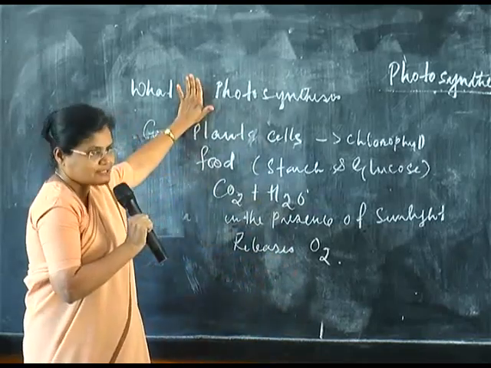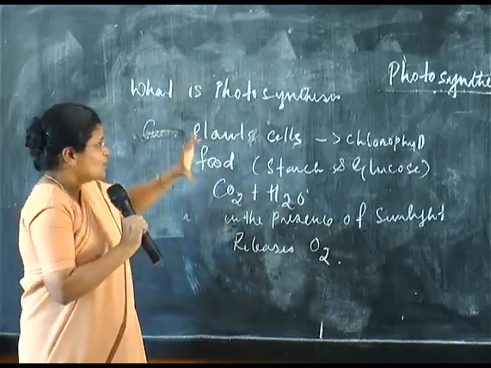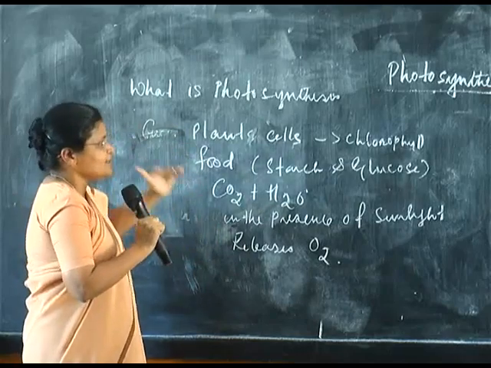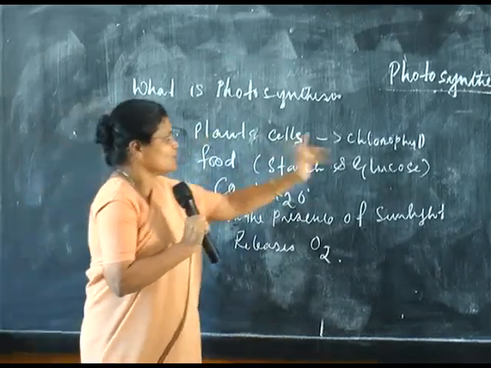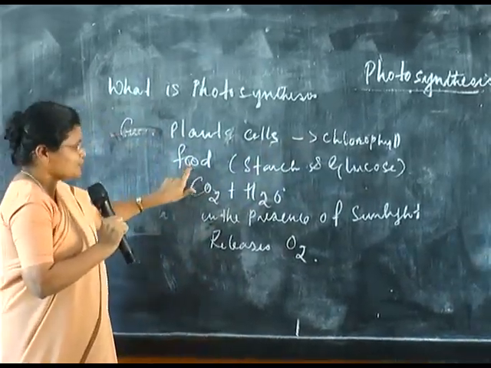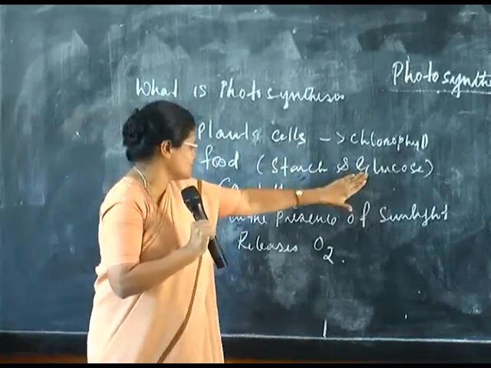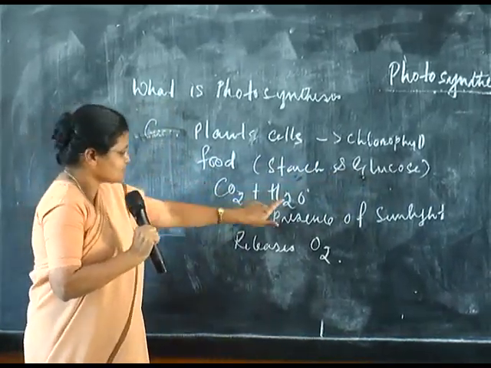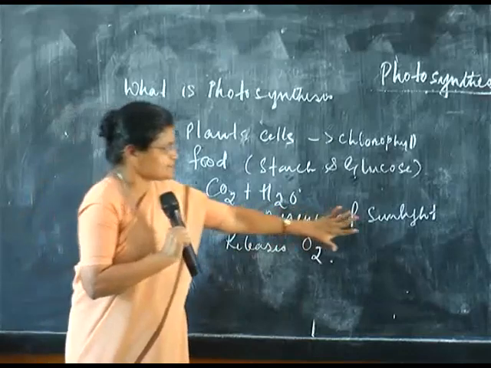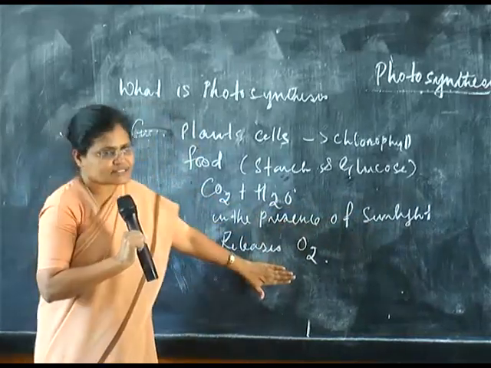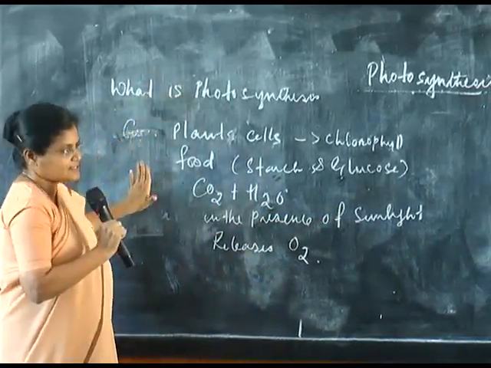This is called photosynthesis. Remember children, go through these points. The living plant cells containing chlorophyll synthesize food, that is your starch and glucose, using carbon dioxide and water in the presence of sunlight, releasing oxygen, is called photosynthesis.